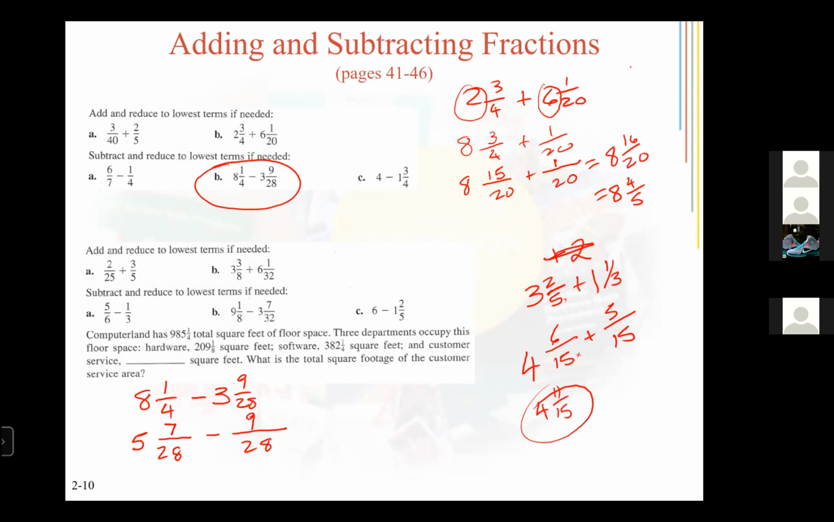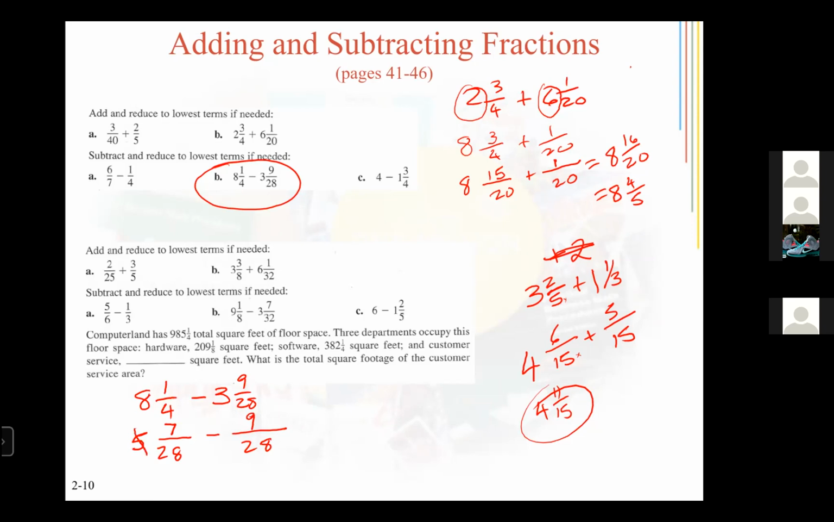28 times 5 plus 7. Yeah, you could do that. That's a good way to do it. But you have a quicker way where you could just borrow.